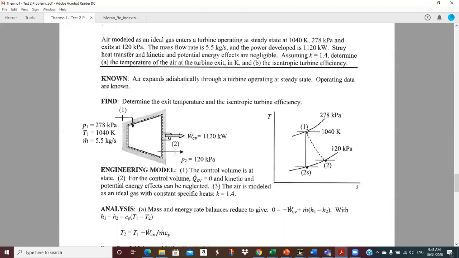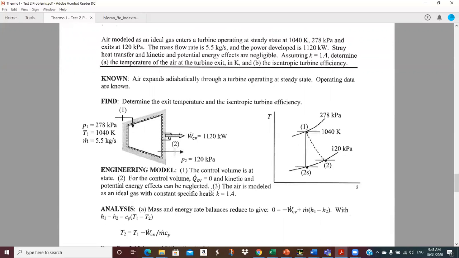The ideal turbine operates with no entropy increase. So from state 1, we drop straight down on the entropy scale until we get to the lower pressure. That state we call 2s to remind us it's isentropic. The real turbine produces some entropy as the air flows through it, and so we bend over here and wind up at some state 2, which is at a higher temperature than the isentropic state. So we'll have a different enthalpy.